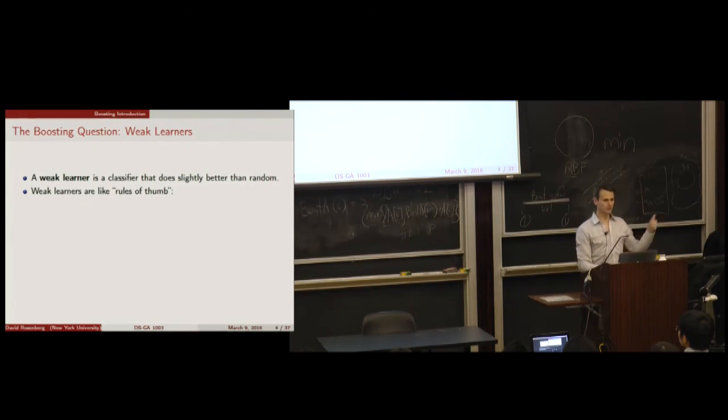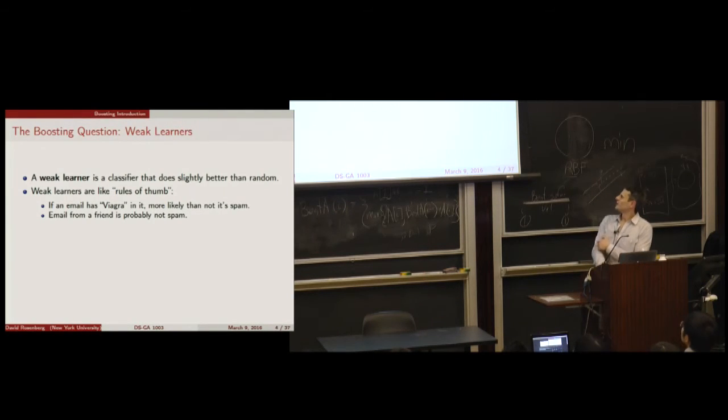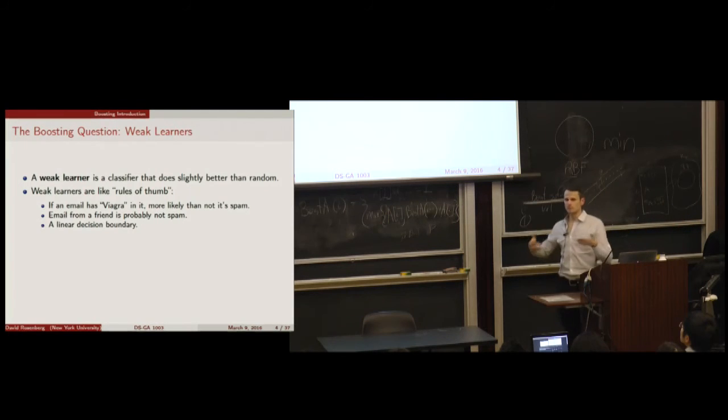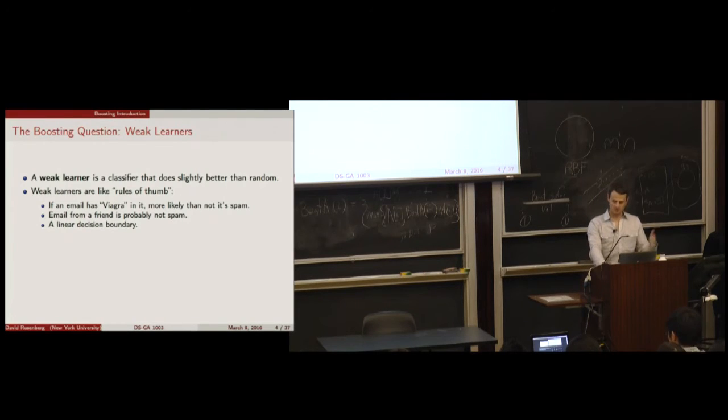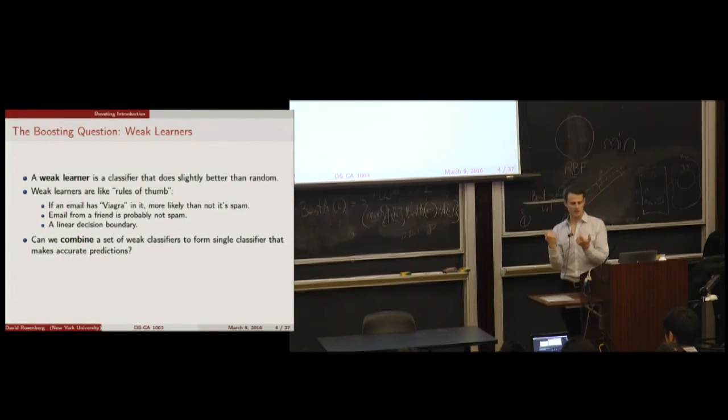So there's kind of like rules of thumb. So you could say, all right, email from a friend is probably not spam. A linear decision boundary, it's a very simple prediction function. It may not be very accurate, but it's a rule of thumb. It may beat 50% guessing. So these are examples of weak learners. And the question is, can we combine a set of weak learners to form a single classifier that makes accurate predictions? All right.